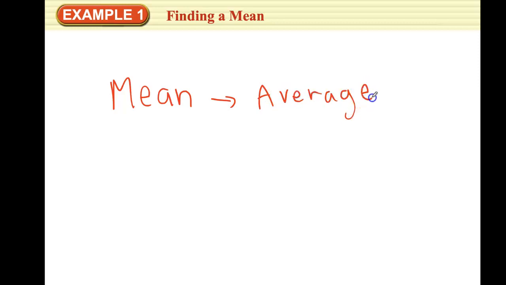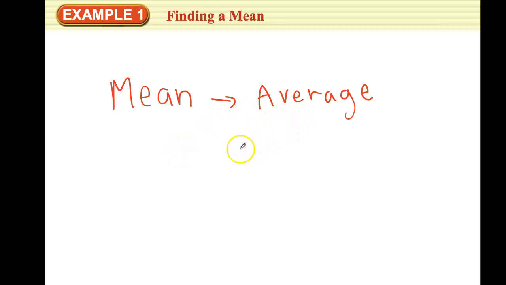Hello, this is lesson 6C, finding the mean. So I'm going to talk a little bit about the mean and what that word is. I know it can be, say, like you're a mean person, but in the world of math, another name for that is average. Okay, so today we're going to talk about finding the mean, but it's the same thing as finding the average.